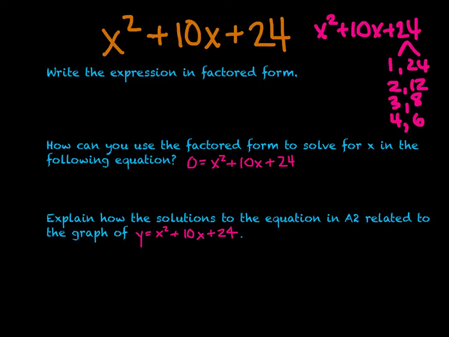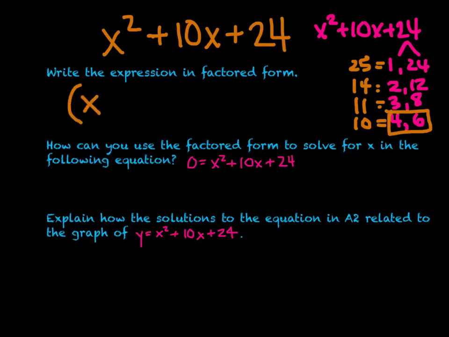What of these numbers will add or subtract to get me 10? Well, 1 and 24 gets me 25. 2 and 12 would get me 14. 3 and 8 will get me 11, and 4 and 6 will get me 10. So here are my numbers that I'm going to use. So if we're going to write this in factored form, we'd say x out in front and x out in front, and we'd say plus 4 and plus 6.